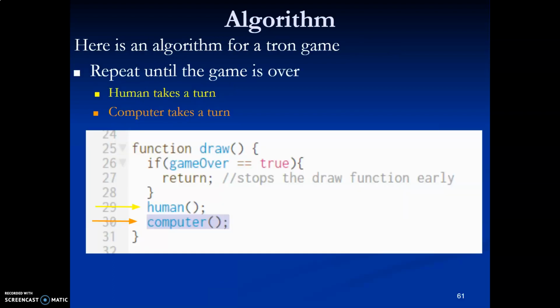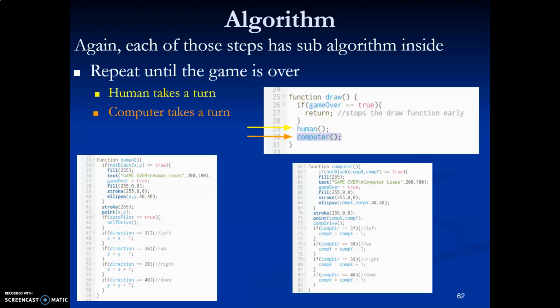Here's an algorithm for a Tron game. In our draw function, we're going to check to see if the game is over, and if not, we'll let the human take a turn, and then the computer will take a turn. And we're just going to repeat this process because the draw function repeats over and over until the game is over. Again, these are fairly simple ideas, right? Human takes a turn, computer takes a turn. There's a lot of code when the human goes to take a turn. So there's a big sub-algorithm here.